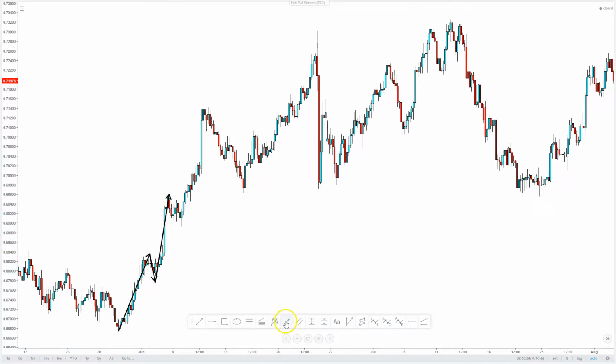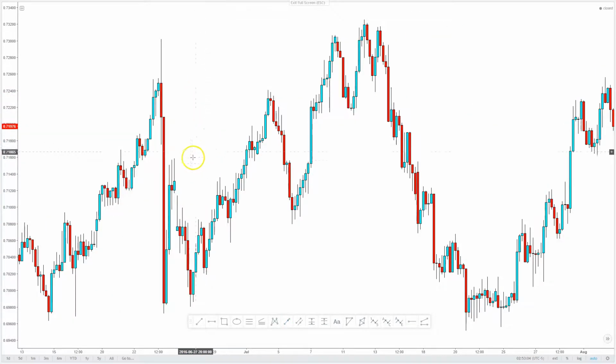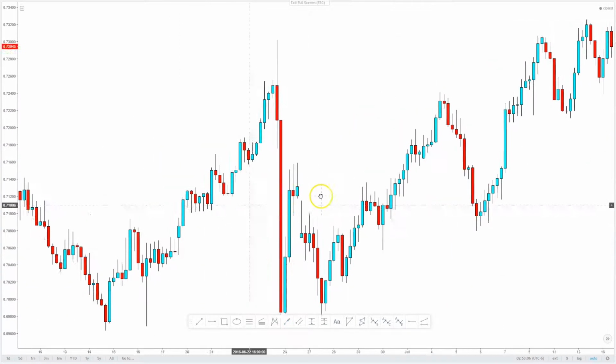So we have a large uptrend right here. Looks like we're getting exhausted, so we're going to have a correction soon. All right, so here we go. Start planning it out. Start seeing what's going on.